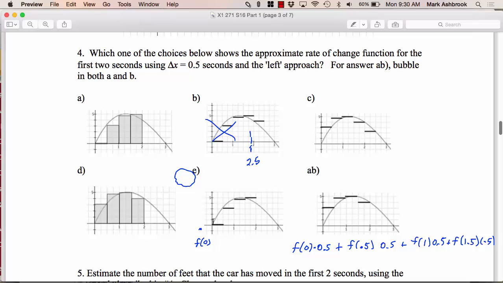And so what we said was we could use summation notation to summarize that. We say the sum, j goes from 1 to 4, f of xj delta x. So we said this summation notation was the approximate amount of change in the first 2 seconds. So what are we doing? We're summing up rate times delta x plus rate times delta x plus rate times delta x, and that gave us an approximate.